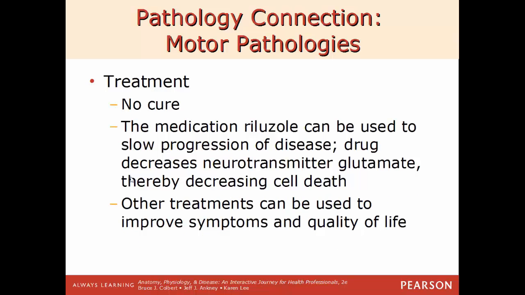Treatment for Lou Gehrig's disease: there is no cure, unfortunately. There are drugs that can help slow the progression of the disease. There are drugs that can help decrease the production of glutamate, thereby decreasing the rate of neuron cell death. And there are other treatments that can be used to improve the symptoms and improve the quality of life, but there's no definitive cure just yet.